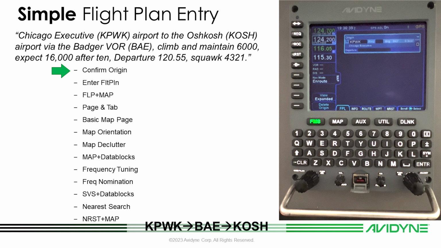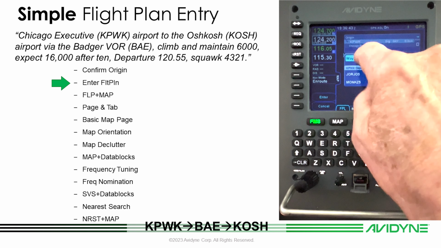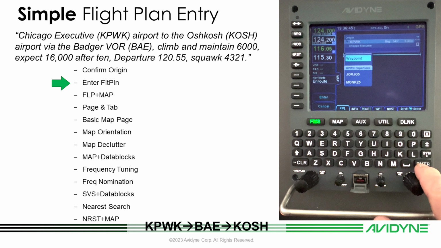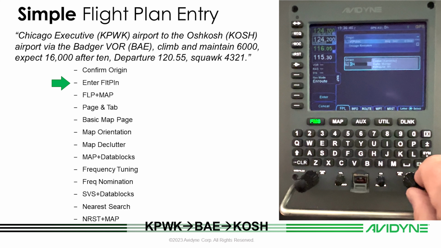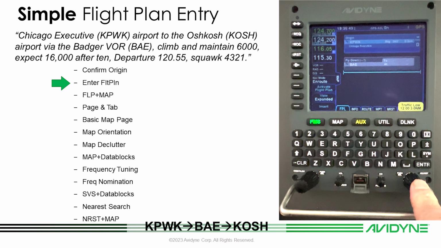At startup, we see our origin airport, in this case, KPWK, Chicago Executive. We can bring up the FMS menu by tapping on the blank area of the touchscreen. We want to enter a waypoint, which is the default option. So you push in on the right knob or push enter, then enter the first waypoint, BAE, then push the right FMS knob to enter or push the enter key.